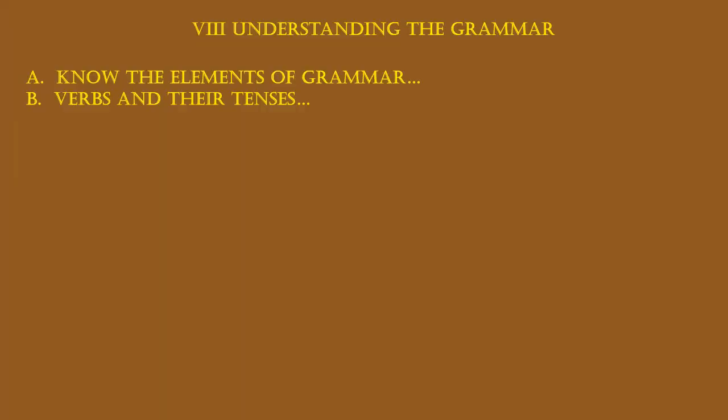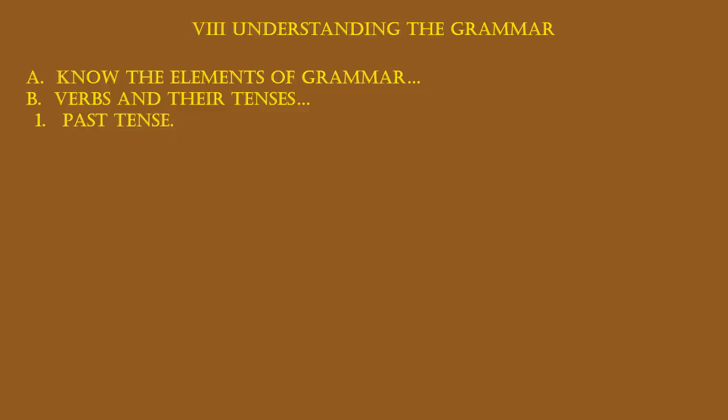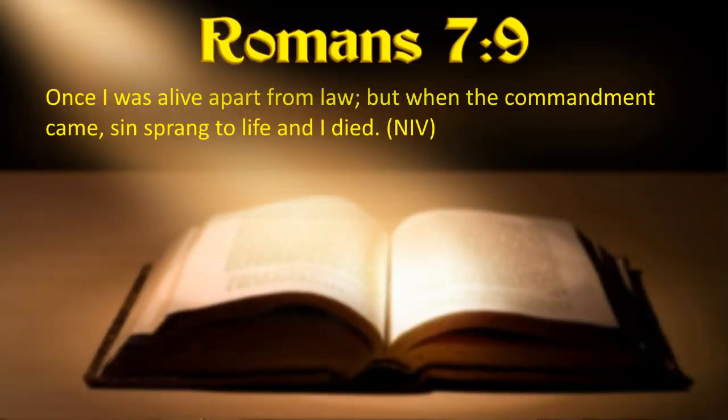So let's look at verbs and their tenses. Verbs are the action words of a sentence. We need to consider the tense of these words. I ate, I eat, I will eat. So let's look at past tense. A past tense may show that something happened once in the past. Romans chapter 7, verse 9: Once I was alive apart from the law, but when the commandment came, sin sprang to life and I died. Past tense.